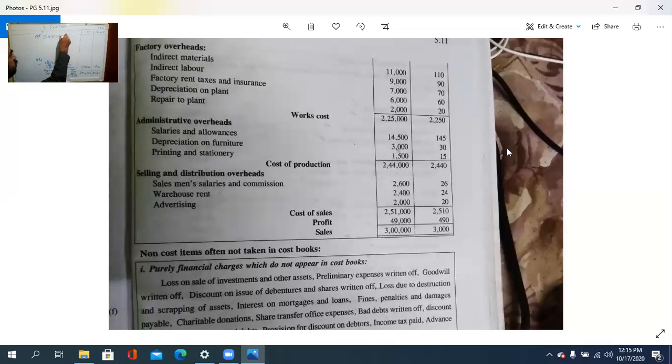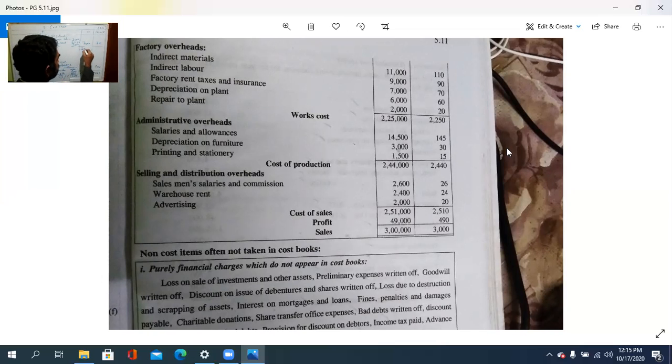So add the selling and distribution overhead column. Salesman salary, how much is it? 2,600. Then warehouse rent. It is 2,400. And one more related item, advertising, is 2,000. So how much is it? 2,600 plus 2,400 plus 2,000. It is 7,000. So it is 70 per unit here. Okay. So 7,000 plus 2,44,000.